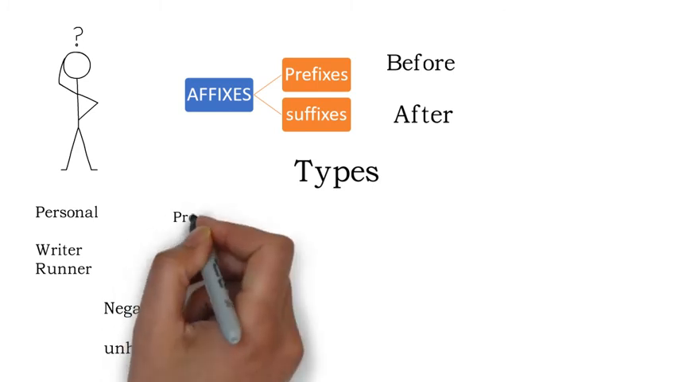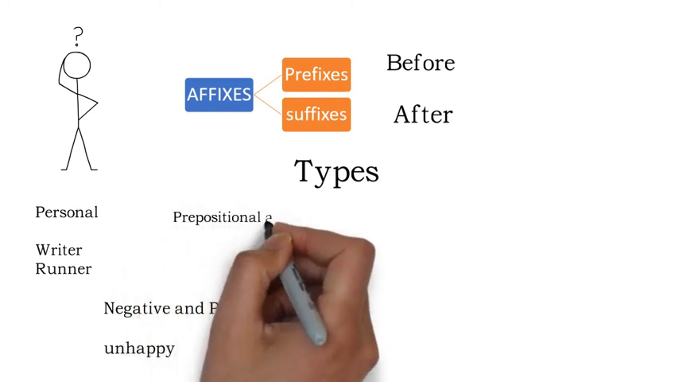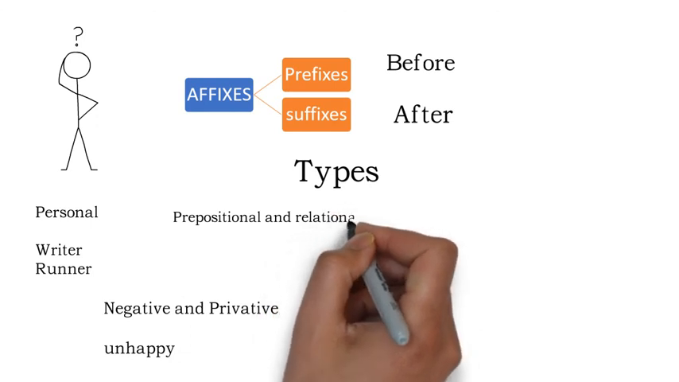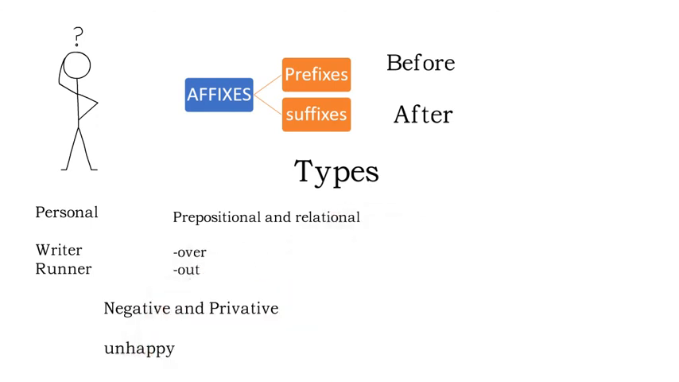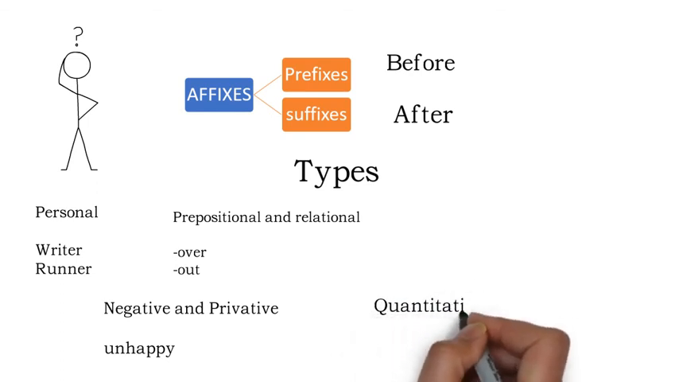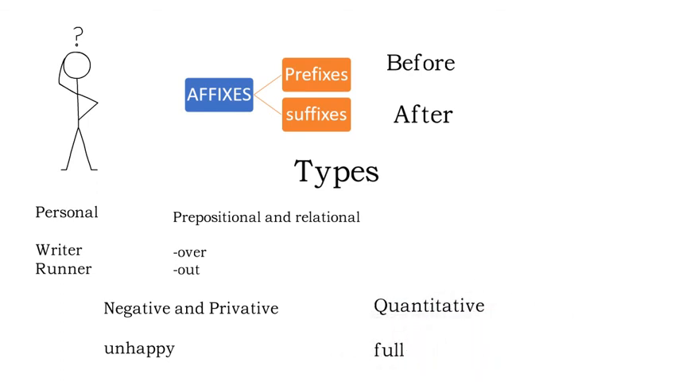The third are prepositional and relational affixes. Prepositional and relational affixes often cover notions of space or time. Examples in English may be prefixes like over- and out-, overfill, outrun, outhouse, overcoat. The fourth are quantitative affixes. These are affixes that have something to do with amount. In English, we have affixes like -ful, handful, and helpful.